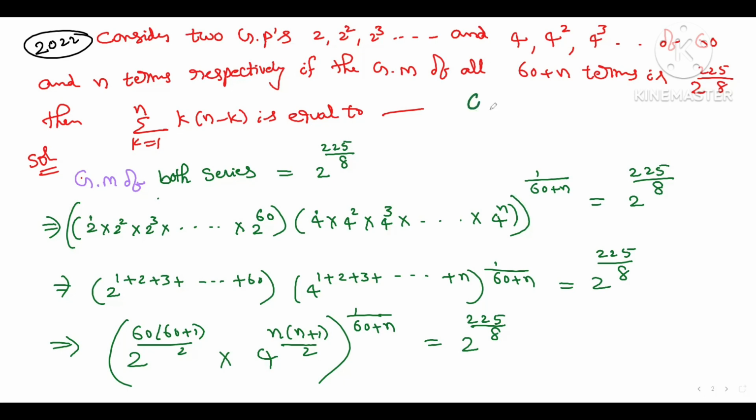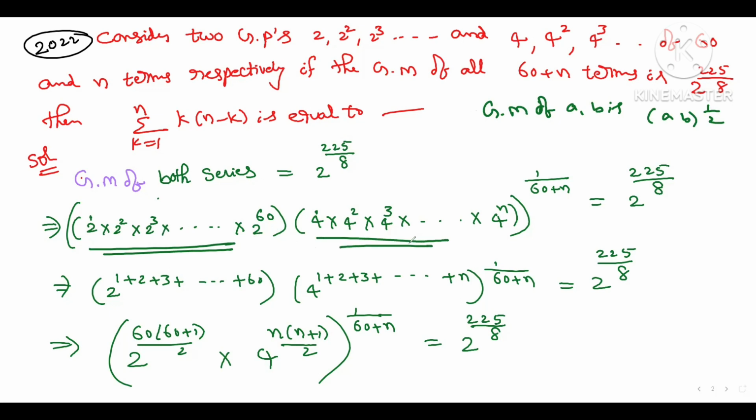Okay, geometric mean of a comma b. The GM of a comma b formula is ab to the power 1 by 2. Okay, here two sequences are there. In the first sequence, how many terms are there? 60 terms are there: 2, 2 square, 2 cube up to 2 power 60. In the second sequence, how many terms are there? N terms are there: 4, 4 square, 4 cube up to 4 to the power n. Whole to the power 1 by 60 plus n. Total number of terms is 60 plus n.